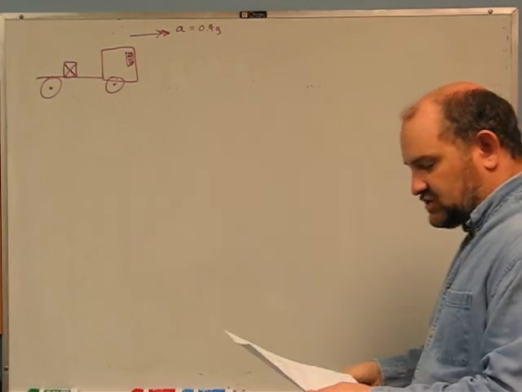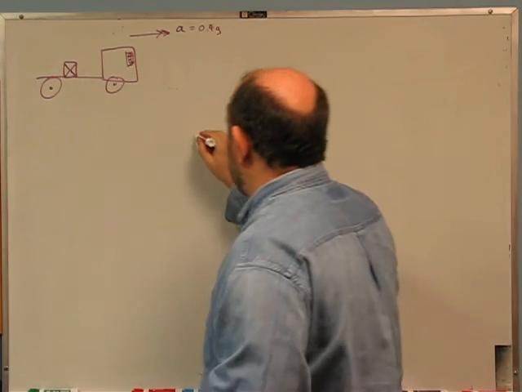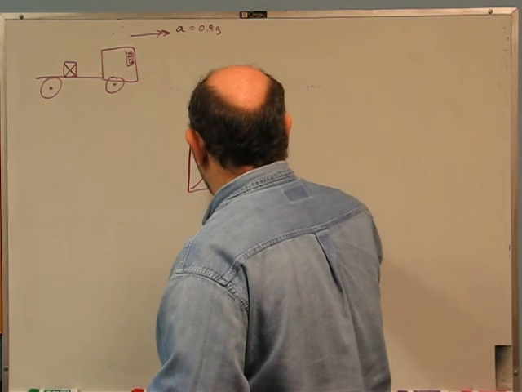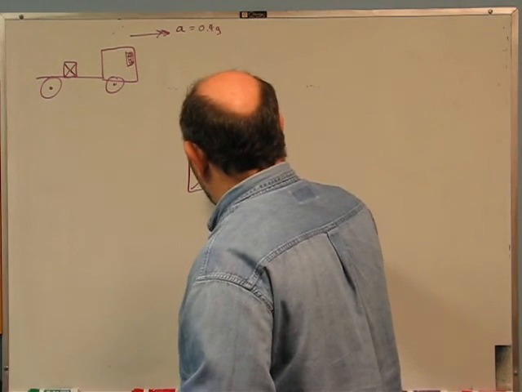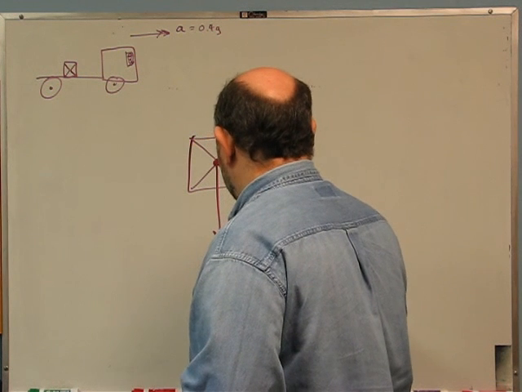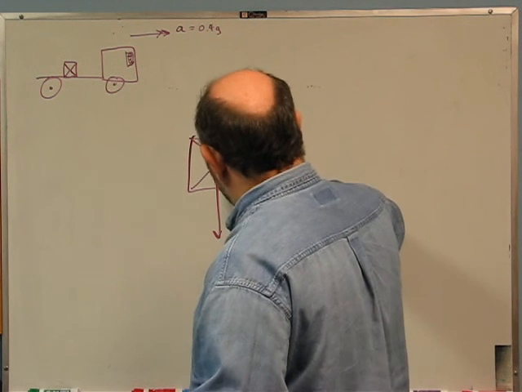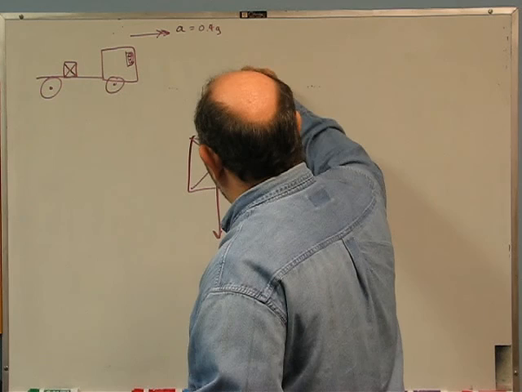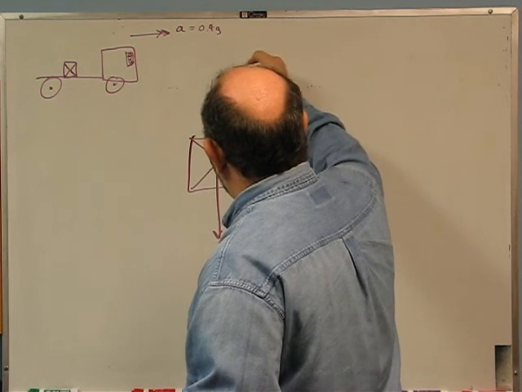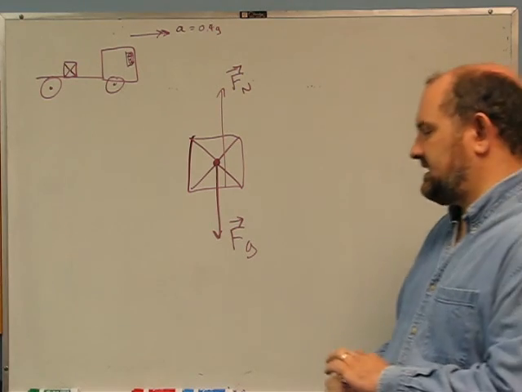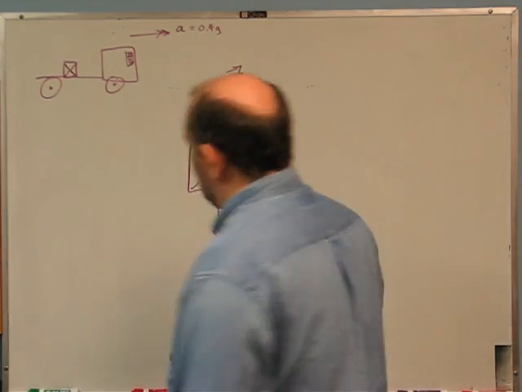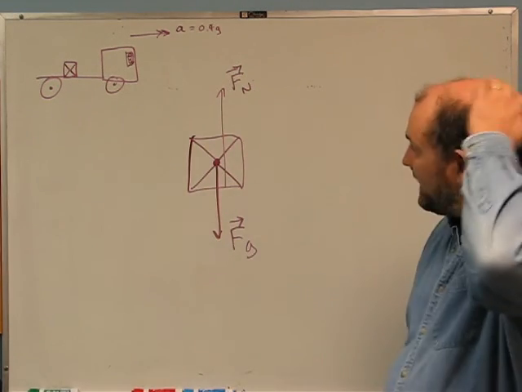Okay, A, draw a free body diagram for the crate. Here is the crate. Free body diagram, what forces are acting on it? Gravity is acting on the crate. Next, the normal force between the bed of the truck and the crate is acting. Anything else? Probably not air resistance. The truck is starting at rest, and if there's no wind, there won't be any drag from air.